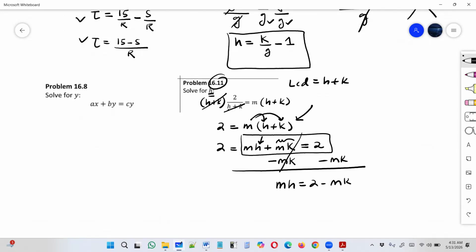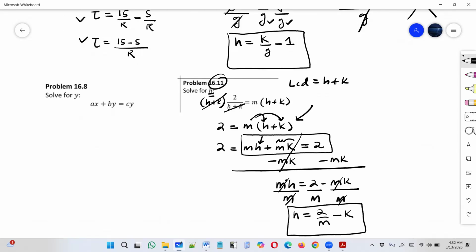And now, because I'm solving for h and I have to isolate h on the left side, and m is multiplying my h, we just divide by m here, and here, and there. On the left side, the m's will cancel. This first fraction cannot be simplified. And the second fraction, it can: we're going to have k, minus k. Okay, so here is my answer for that problem.